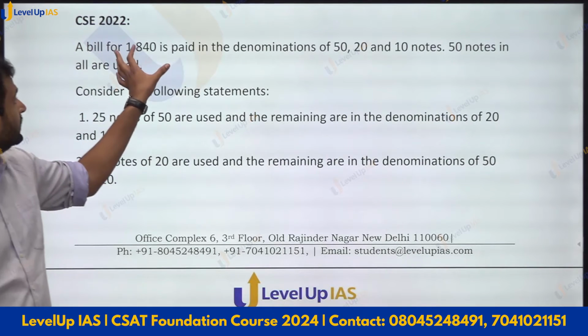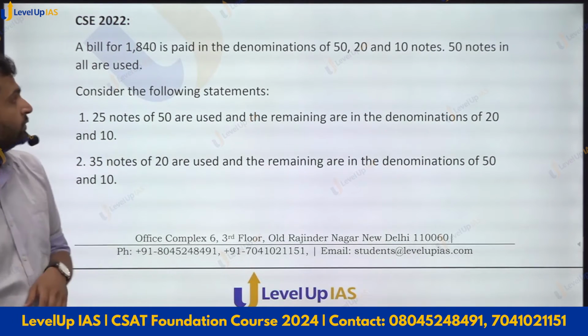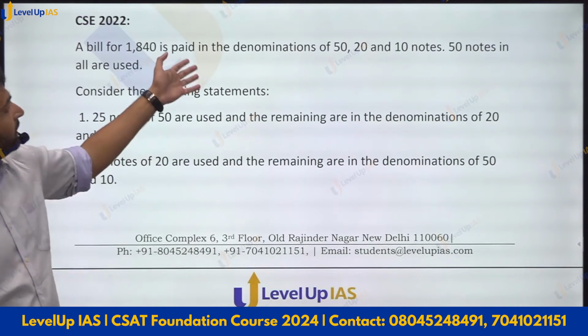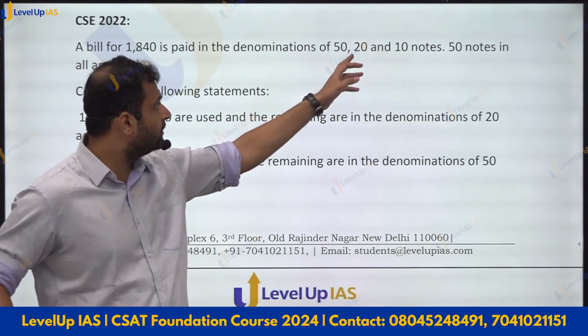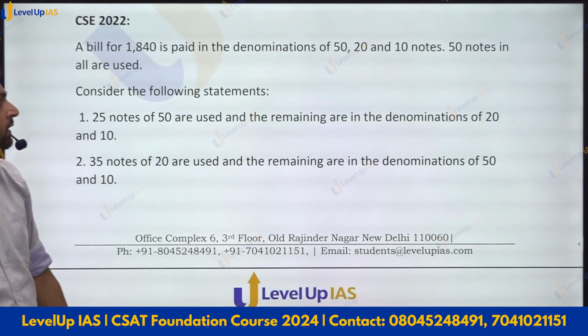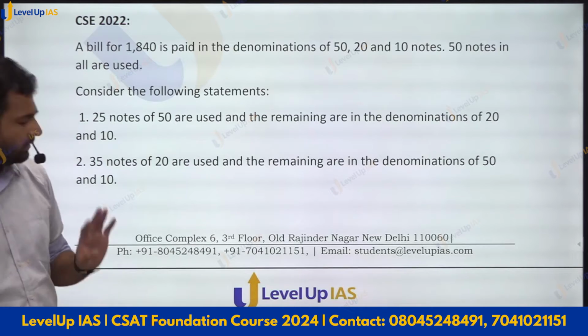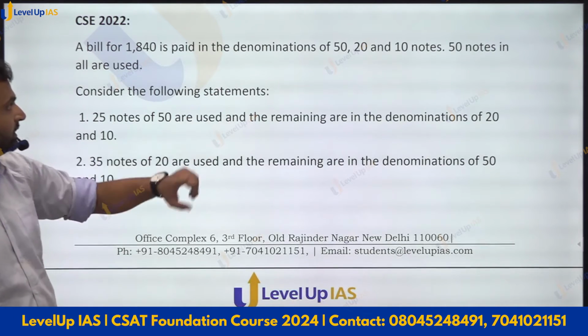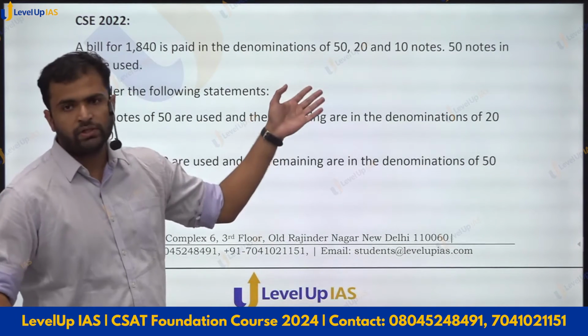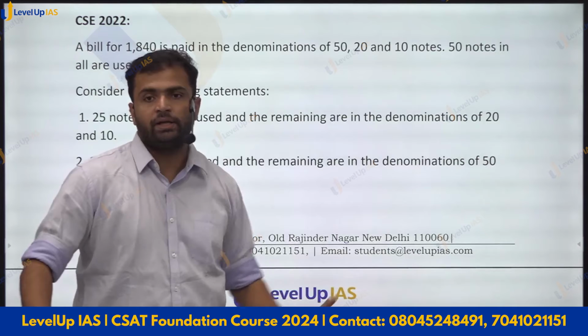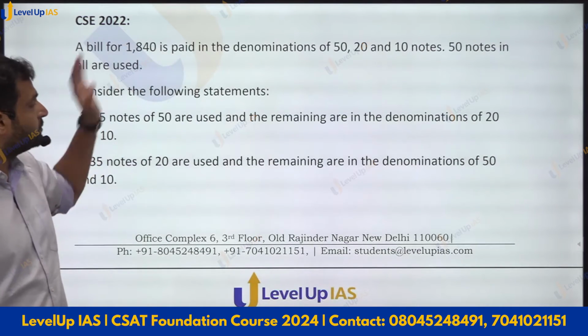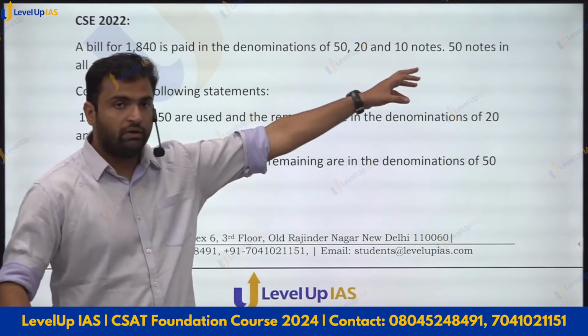We have a total bill of 1840 rupees and we have to pay it in the denominations of 10, 20 and 50. Okay, fine. 50 notes in total are used. Fine. So we already have one constraint. We have some notes of 50 rupees, some notes of 10 and some of 20. That is what we have to do to pay this particular bill. And in total we have to use 50 notes.